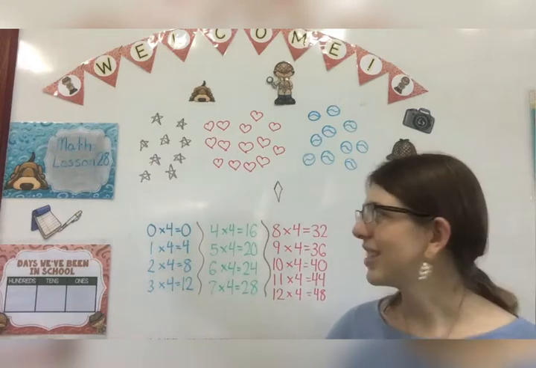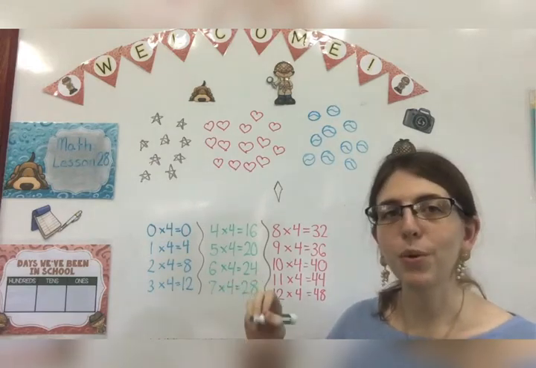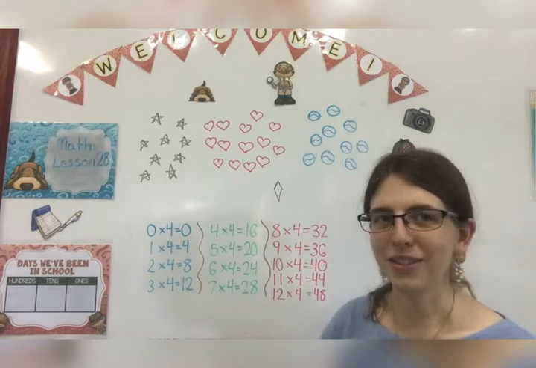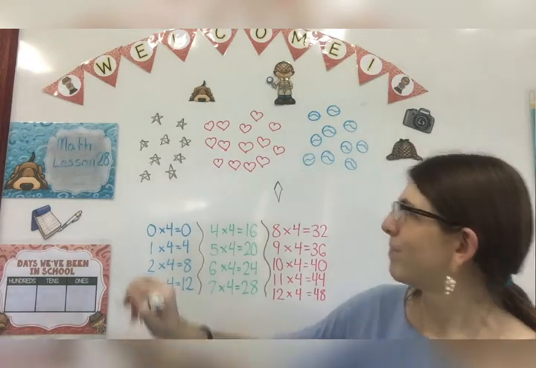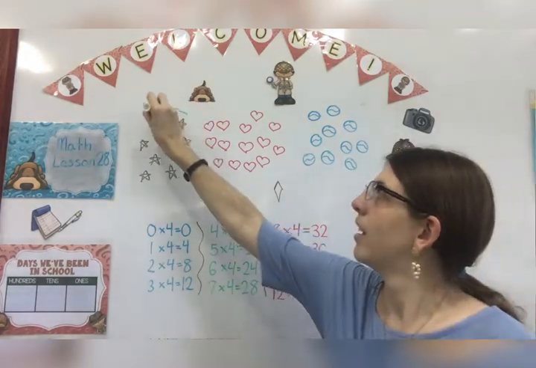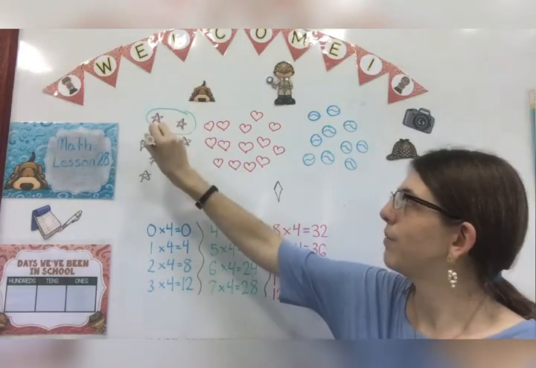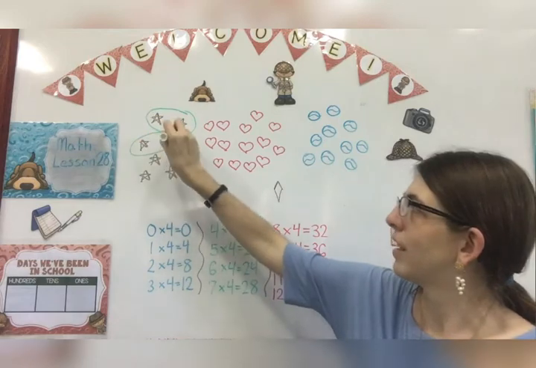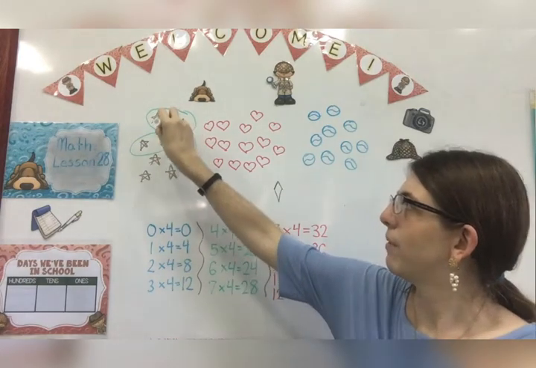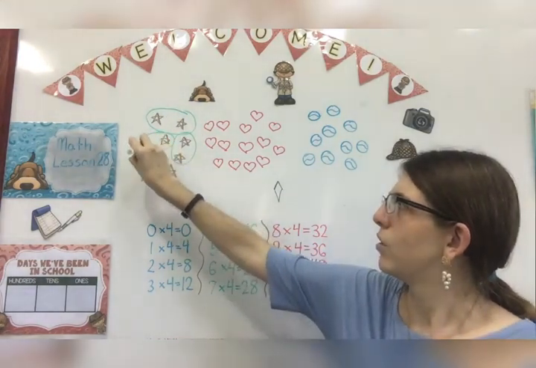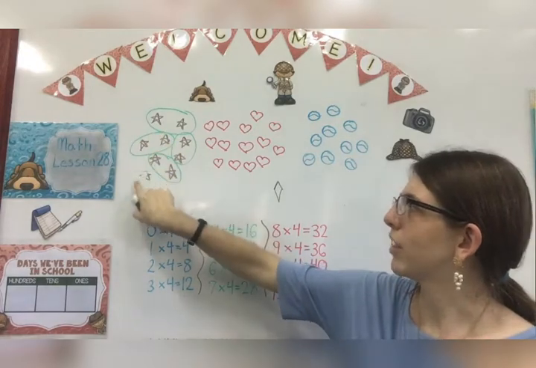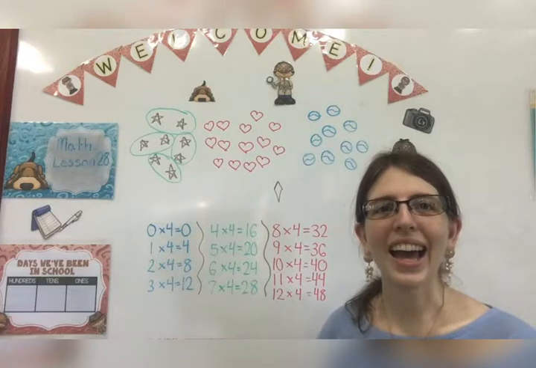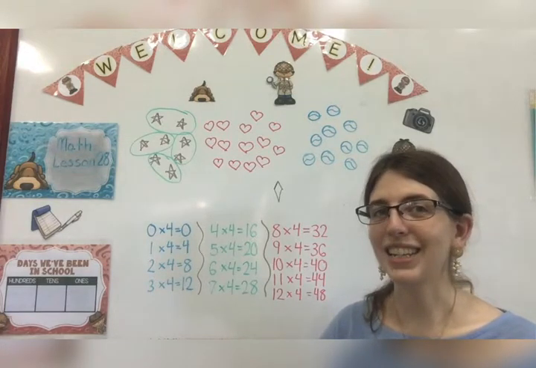So here I have my stars. I'm going to divide them into groups of 2 while you circle groups of 2 with your kinkajous, those are kinkajous, on your paper. 2, 2, 2, 2. Oops, I have an extra star. There we go. Okay, so I have my stars divided into groups of 2.